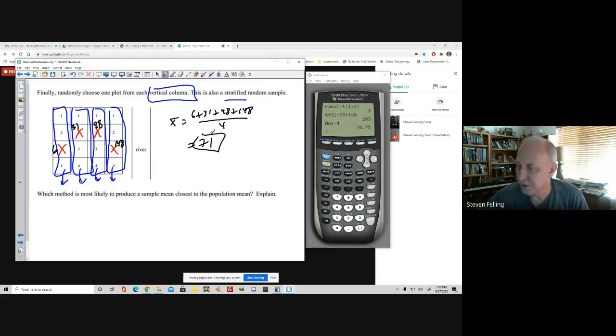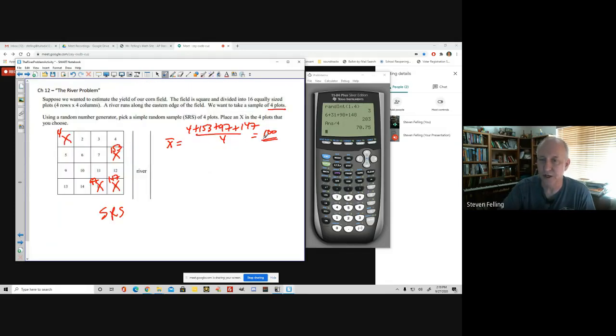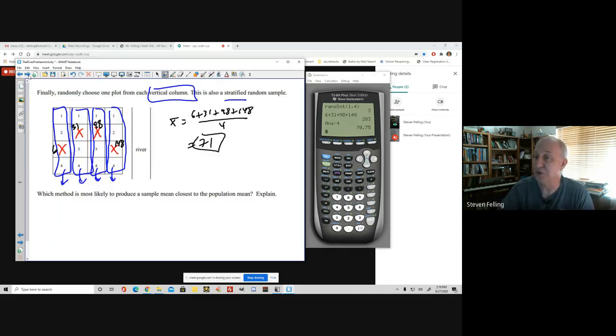Okay. So which of these is most likely to produce a sample mean that's closest to the population mean? Well, we have no idea, right? All 3 of these samples we conducted fine. They're all valid sampling techniques. We got some variation, right? We got 100 when we did the simple random sample. We happen to get 78 with the stratified by row. We got 71. How do we know which one's best?